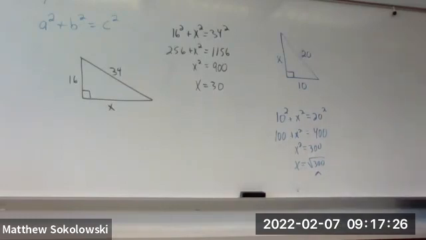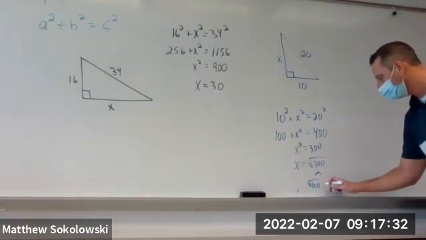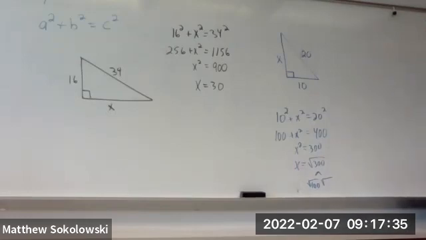What's a perfect square factor that goes into 300? 100. This is the square root of 100 times the square root of 3. Told you. 10 rad 3 is the missing side. Told you it had a rad 3 in it. Told you I memorized every right triangle ever.